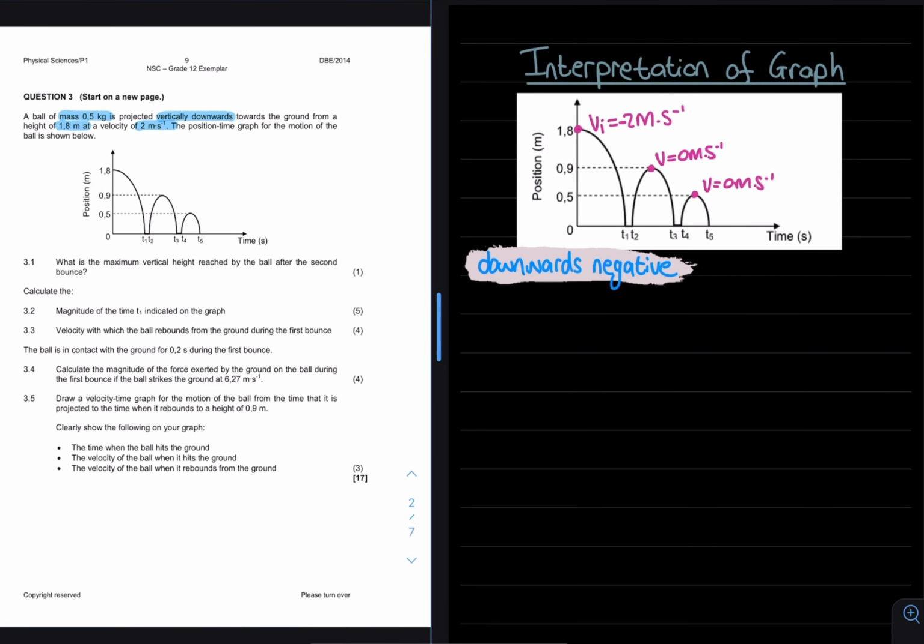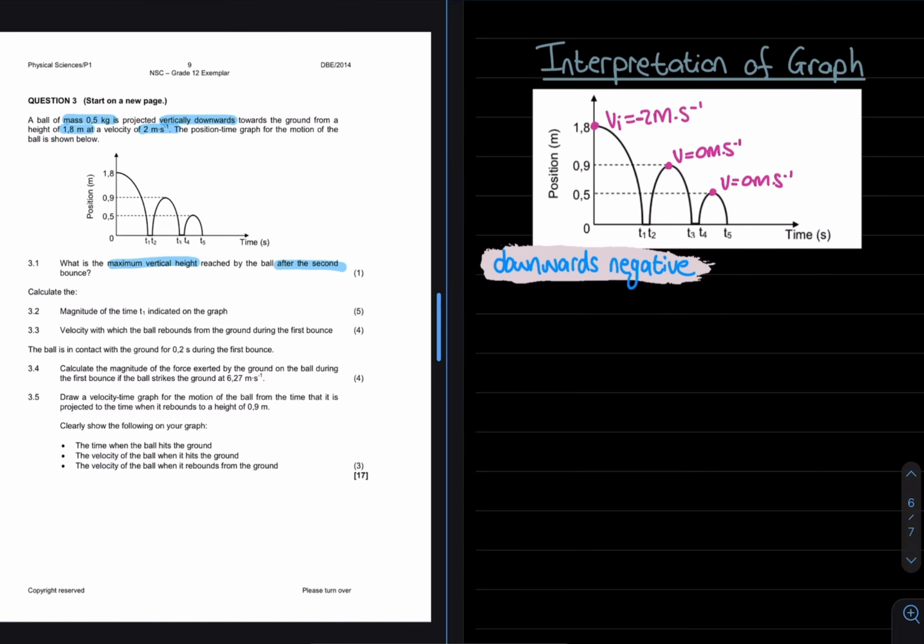In 3.1, we are asked what is the maximum vertical height reached by the ball after the second bounce. Now between T1 and T2 is my first bounce, and my second bounce is between T3 and T4. The maximum height reached is then the 0.5 meters.